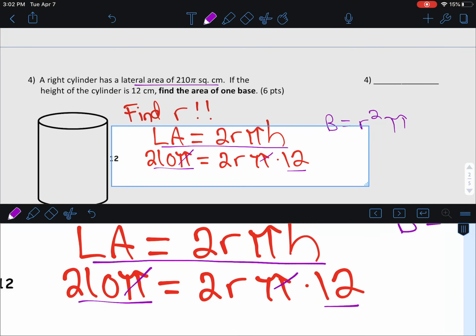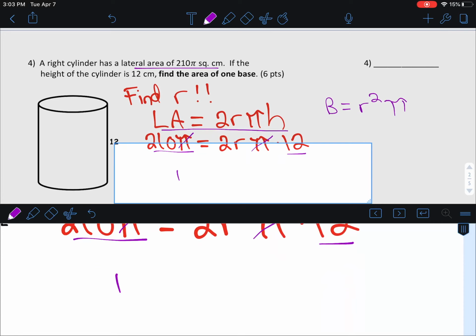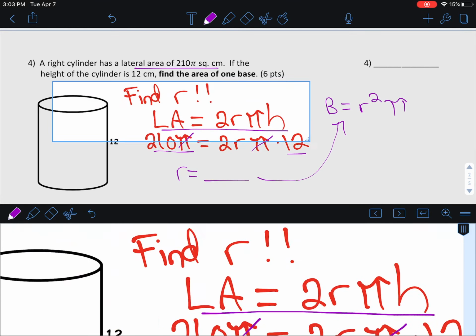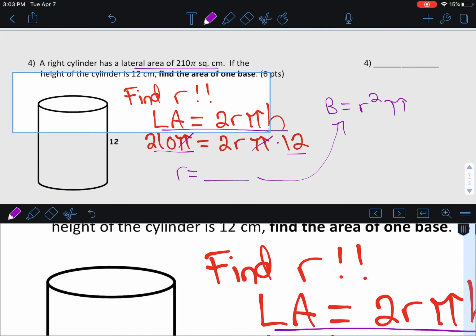Heads up, the pi's cancel. So that might help you figure out what r is. And then 2 times 12 is 24. So hopefully, again, you can solve that equation, figure out what r is, and then plug it into your formula for the area of the base, which in this case for a cylinder, the base is a circle.